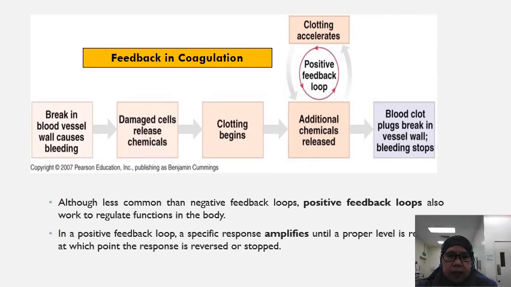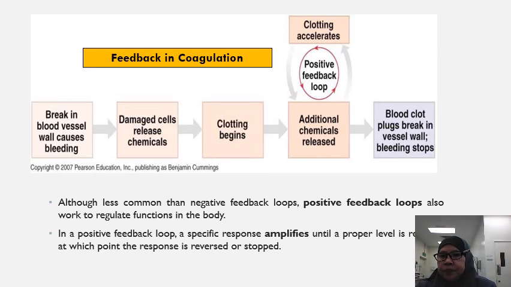Okay, the next one is another type of positive feedback, which happens in blood clotting. When there is a break in the blood vessel causing bleeding, the damaged cells will release certain chemicals. It will trigger the initiation of clotting. This clotting will be boosted by another additional chemical that will accelerate the clotting, and this goes on to form what they call the plaque at the vessel wall, and it will stop the bleeding. All this is just to tell you that amplification is important, especially in positive feedback.